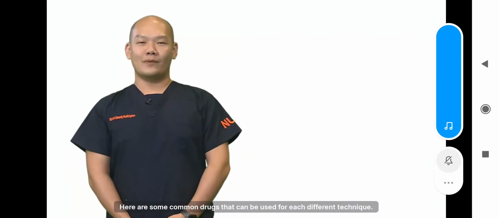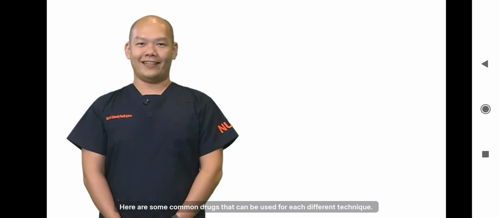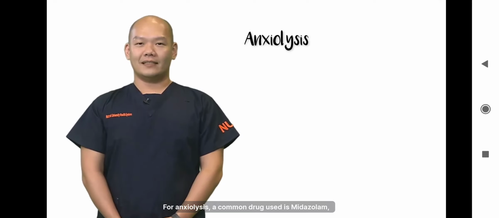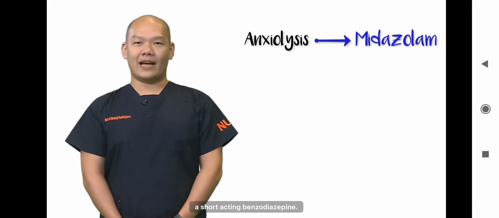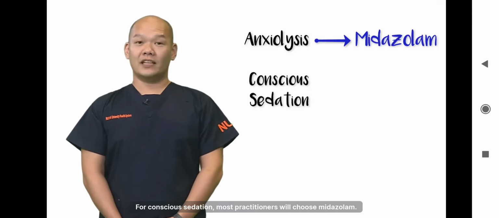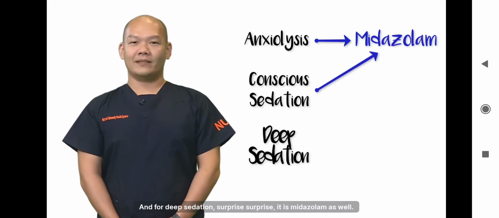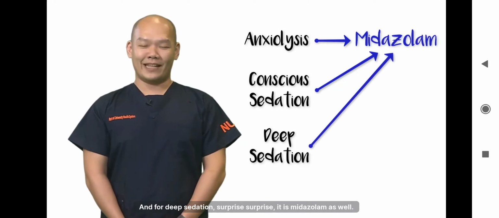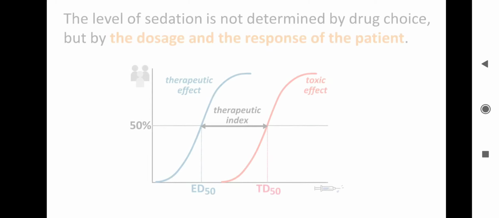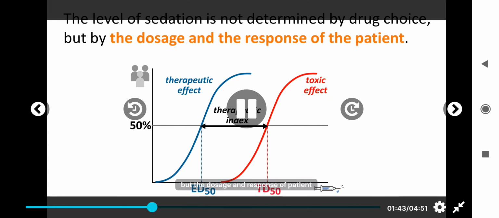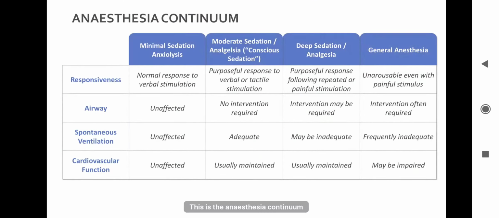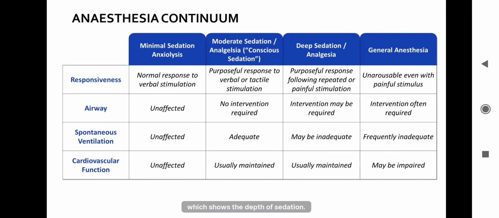Here are some common drugs that can be used for each different technique. For anxiolysis, a common drug used is midazolam, a short-acting benzodiazepine. For conscious sedation, most practitioners will choose midazolam. And for deep sedation, surprise, surprise, it is midazolam as well. What this illustrates is that it's not the drug choice, but the dosage and response of the patient that determines the level of sedation. This is the anesthesia continuum, which shows the depth of sedation.